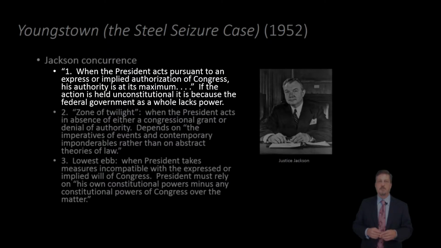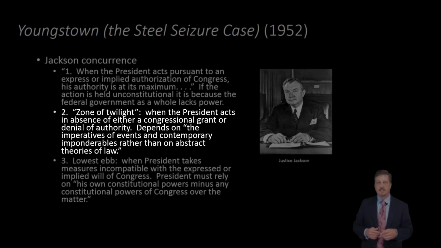First, when the President acts pursuant to an express or implied authorization of Congress, his authority is at its maximum. Within this zone, if the president's action is held unconstitutional, it is because the federal government as a whole lacks power. Second is a zone of twilight, when the president acts in absence of either a congressional grant or denial of authority. Here, the validity of the president's action depends on the imperatives of events and contemporary imponderables rather than on abstract theories of law.